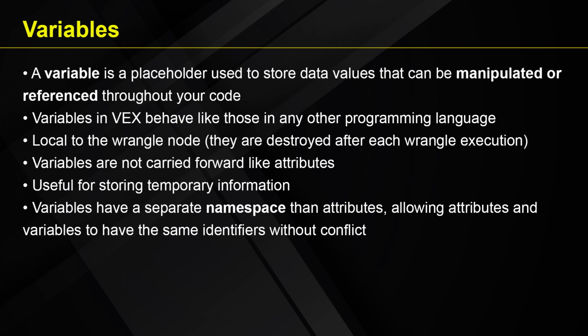This means you can technically declare a variable with the same name as an attribute without causing conflicts. Although this is allowed, it's strongly discouraged because it can easily lead to confusion. It's always better to use distinct names for variables and attributes to keep your code clear and maintainable. As we continue, we'll see how to use variables effectively in combination with attributes to create more advanced setups.